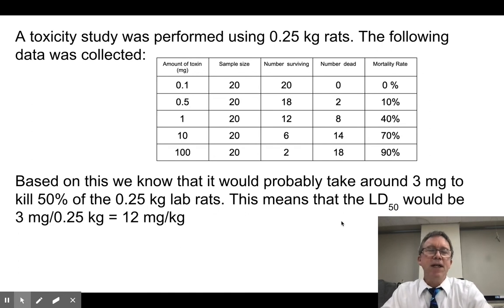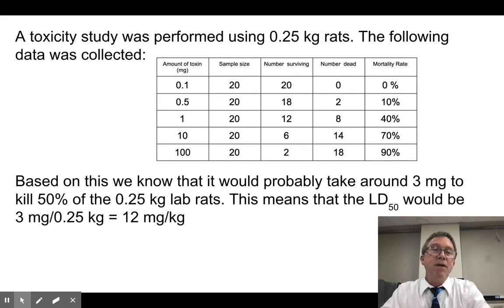Now, just looking at this, I can tell that 50% is somewhere between these two values here, right? Somewhere between 1 milligram and 10 milligrams, half of them died. And 1 milligram was getting pretty close to it, so it's probably not too much more than that. It should be somewhere around 3, I'm guessing. The best way to do it would be to use what's called a dose response curve. But for right now, let's just assume it's 3, okay?